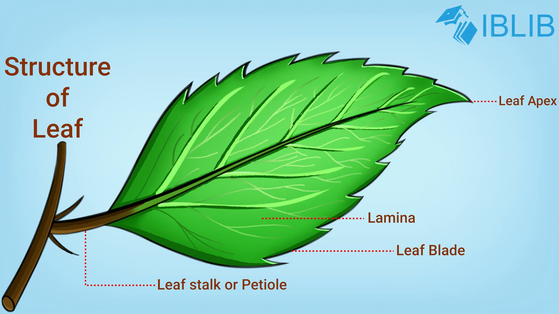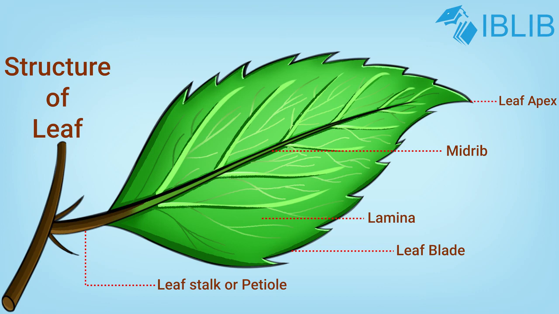The third thing is midrib. The thick middle part in the lamina is called midrib. If you take a leaf in your hand and touch the middle part of the leaf, you'll see that there is a thick part in the whole leaf, a thick lining which is going from the petiole to the tip. That thick part is called midrib.